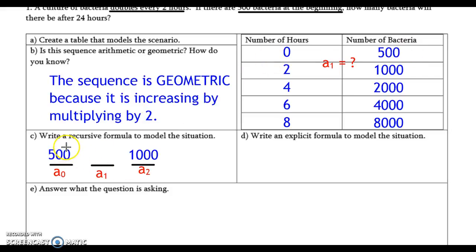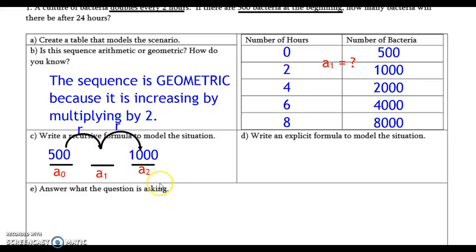So if you start at 500, you don't know exactly how much you're multiplying by in order to get from 500, which is a0, to a1, which is the first term. And you don't know what you're multiplying by between that number and 1,000. But you do know you're multiplying by the same number. We call that number r the common ratio. So we'll represent that with the letter r. So here is multiplication by r, and here's multiplication by r.